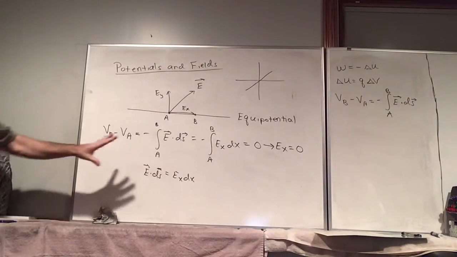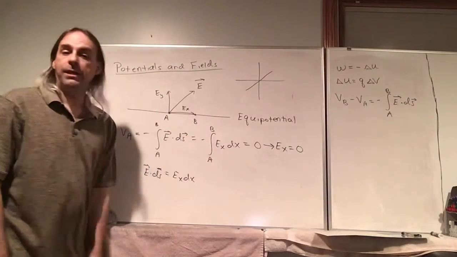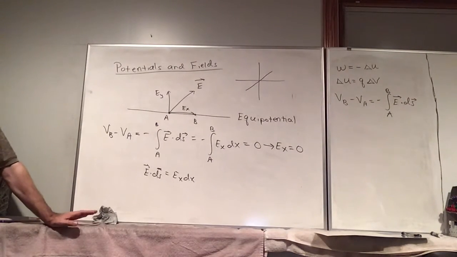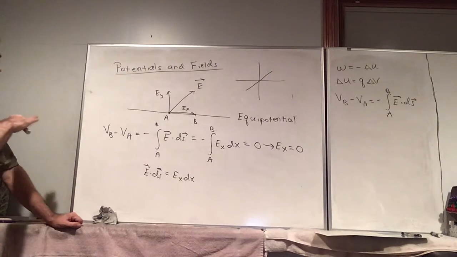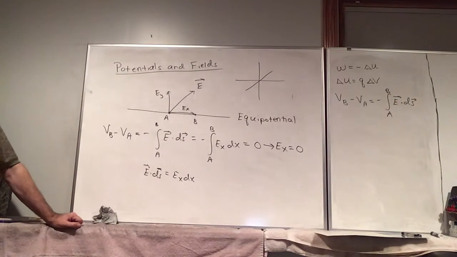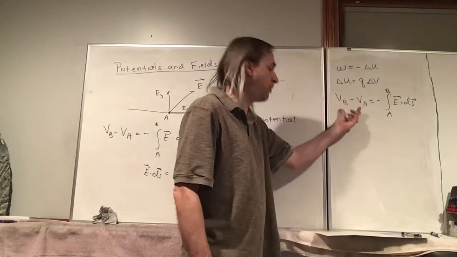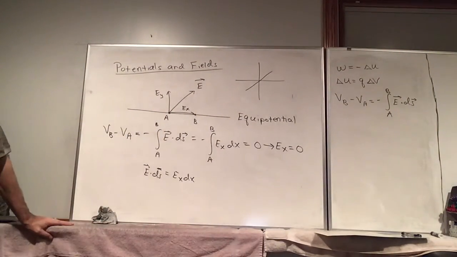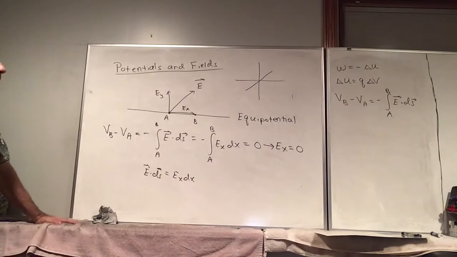And so the only way that this integral is always going to be equal to 0 is if Ex is equal to 0. And so what we've proven here is that the electric field has to be perpendicular to an equipotential. It cannot have any component along the equipotential. If there is a component along the equipotential, that means that the potential is changing, and we can't have that just by the definition of an equipotential. So that's a very important result.